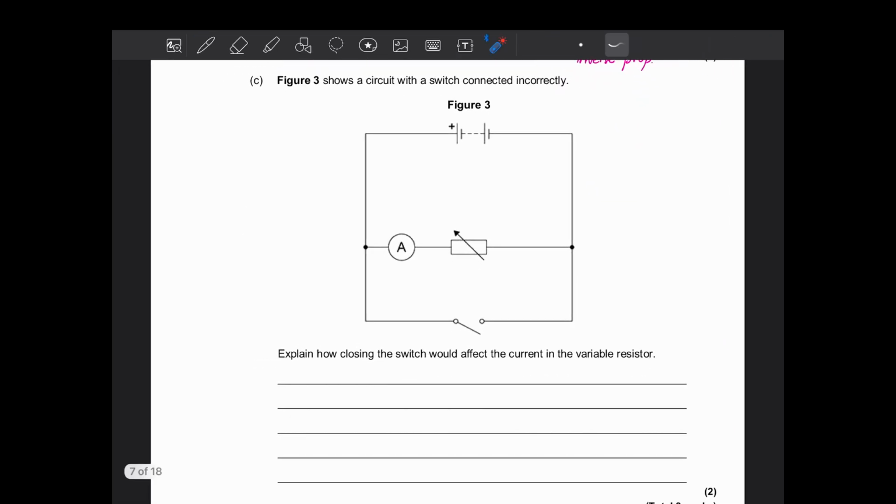Okay, let's move on to a somewhat more difficult question now. A switch has been connected incorrectly. Big hint with the word incorrect there. You've been asked to explain how closing the switch would affect the current going through the variable resistor.